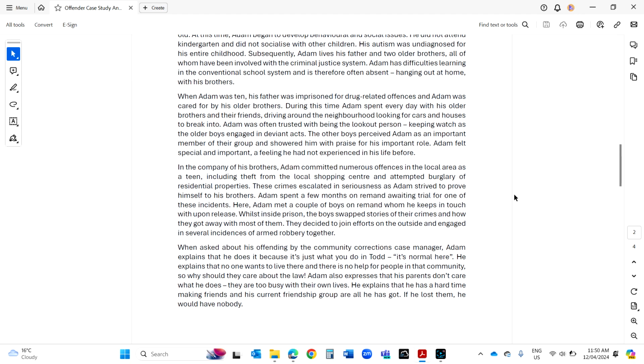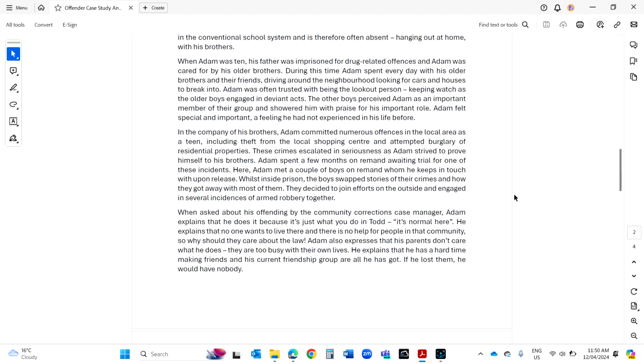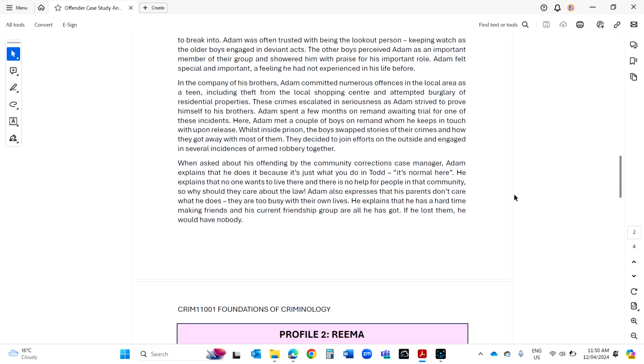So he has committed these offences to prove something to his brothers. He has also met some boys in remand who are involved in crime. They are learning from each other about crime, swapping stories, and joining efforts to engage in offending. When he was asked about his offending by his case manager, he said that he does it because it's quite normal in the area. So that might give you another clue about what's going on.